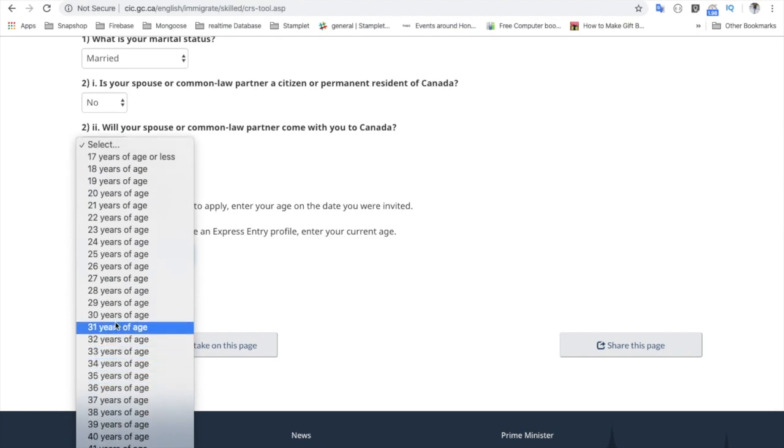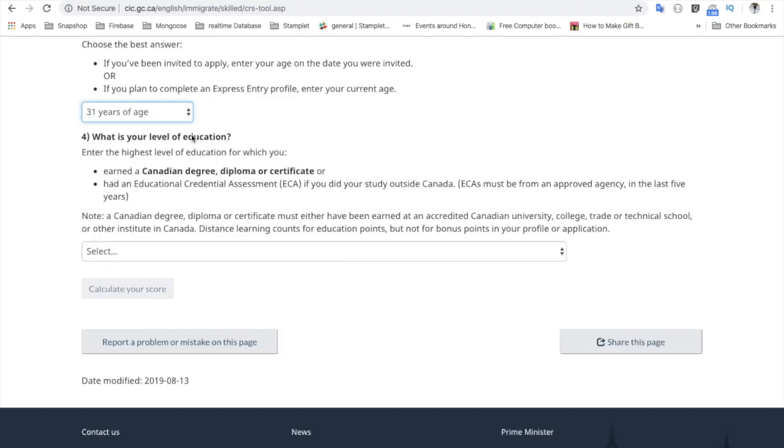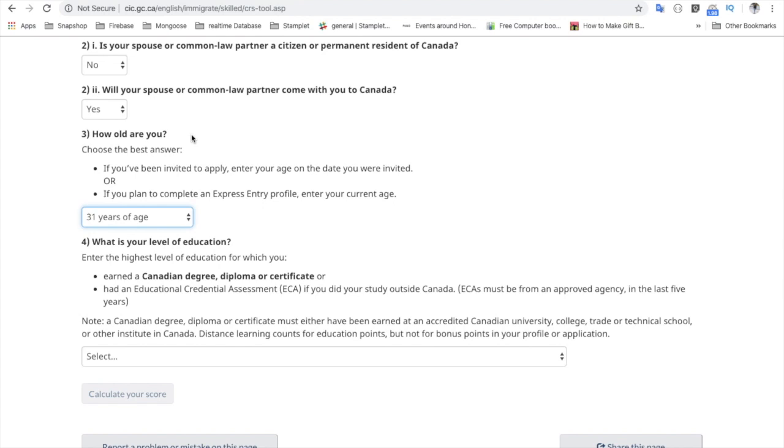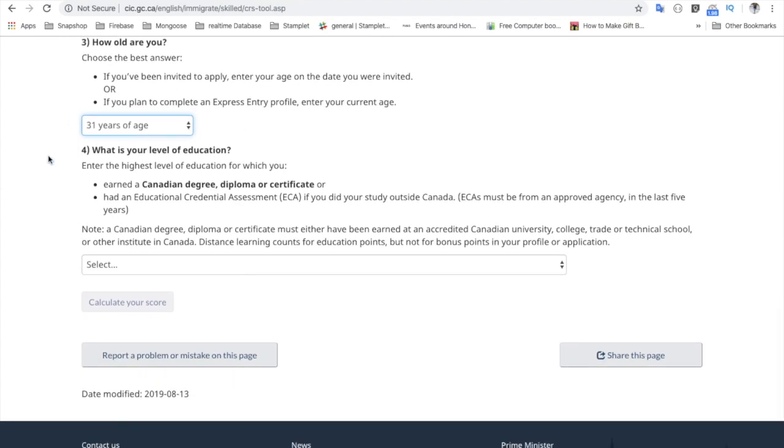How old are you at the time of the application? I was 31. If I talk about age, every year that you spend over 30, you actually lose 5 points. So the maximum that you get at the age of 18 to 29 is 100 points if you are married. And if you are 30, you'll get 95 points. In my case, I got 90 points because I was 31. Till the age of 46, you'll get points. After that, you will get 0. So the earlier you decide to move to Canada, the better it is.